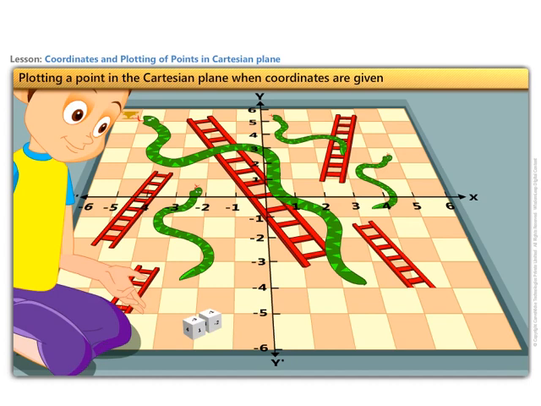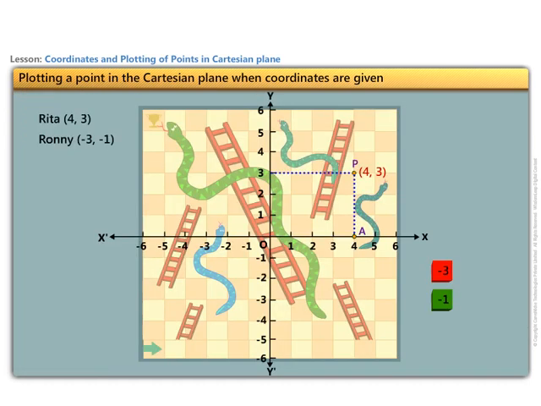Now it is Ronnie's turn. He throws both the dice simultaneously and gets the number -3 and the number -1 on the red and green dice. How do you locate this move in the coordinate plane? Now, starting from origin O, we count 3 units on the negative x-axis and mark the corresponding point as B. Now, starting from B, we move in the negative direction of the y-axis and count 1 unit and mark the corresponding point as R.